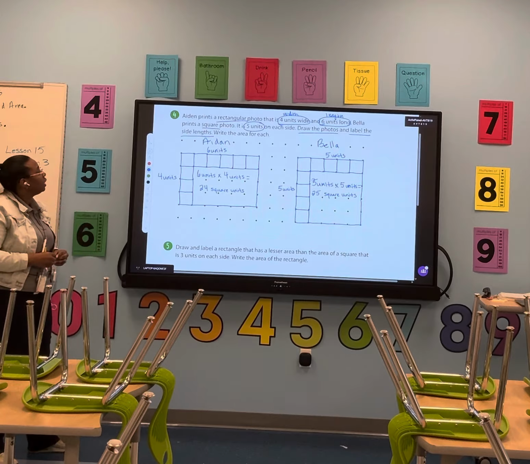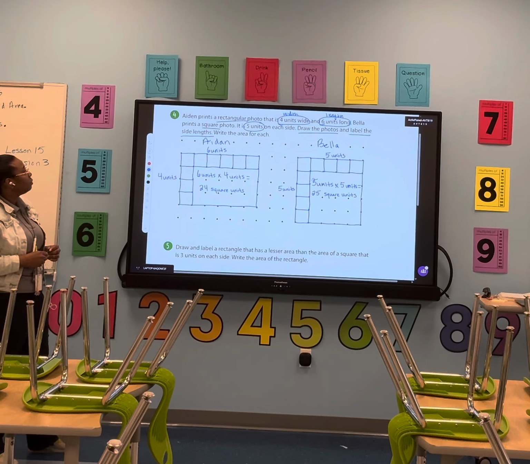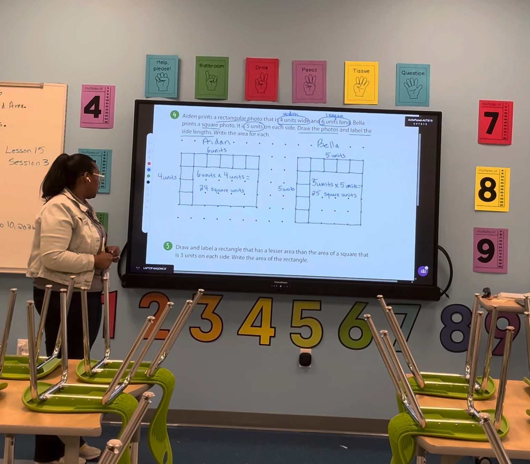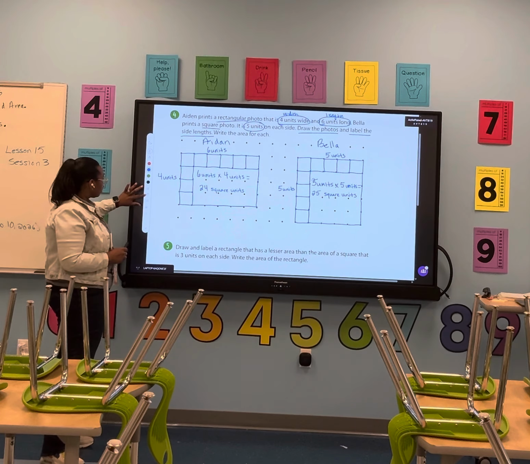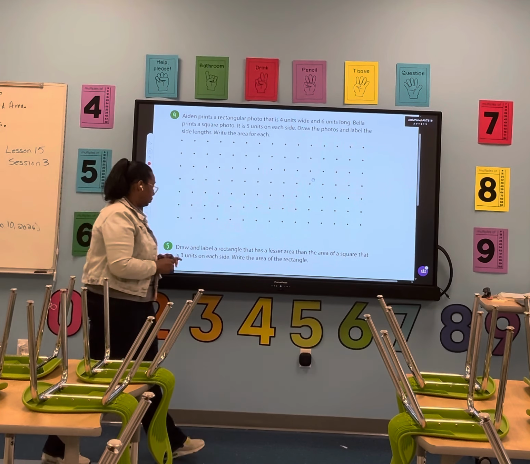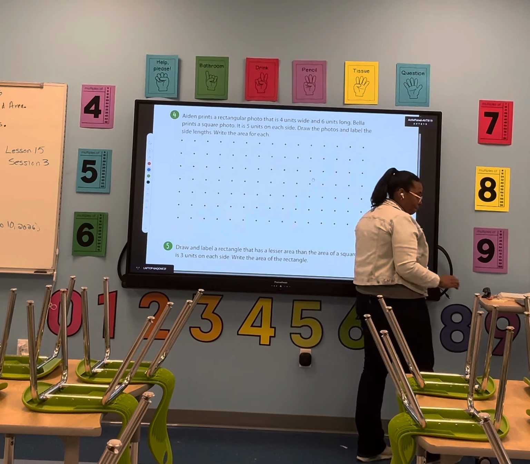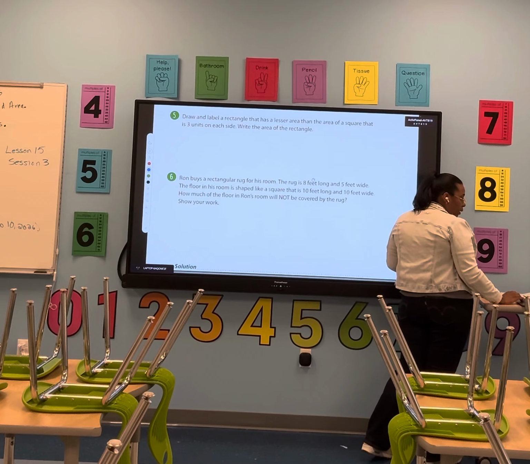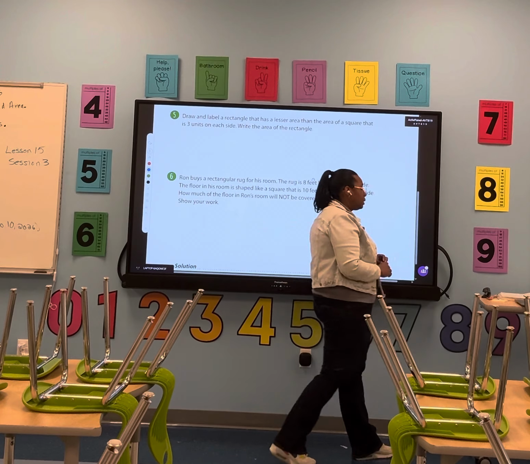Okay, so that is it for number 4. Ms. Newman is going to go ahead and erase this so that we can move on to 5 and 6. Okay, so this is 5 and 6.